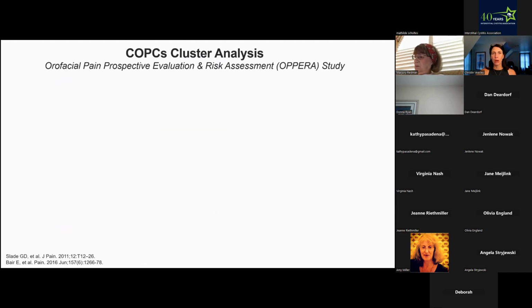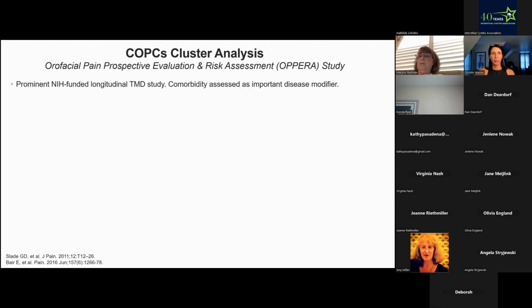So the OPERA study also looked at a cluster analysis. So as we know, not every single person that has IC is the same, right? Or not every single person that has temporomandibular disorders is the same. And patients tend to parse out into different subgroups or populations.